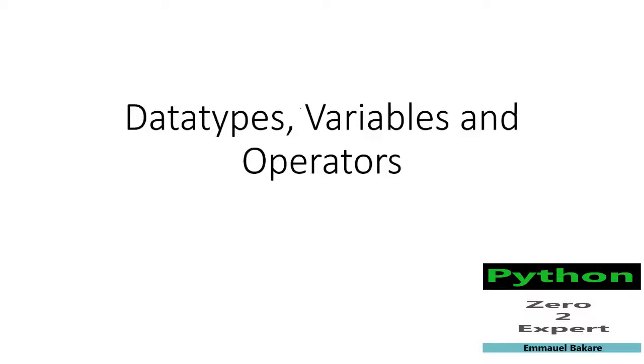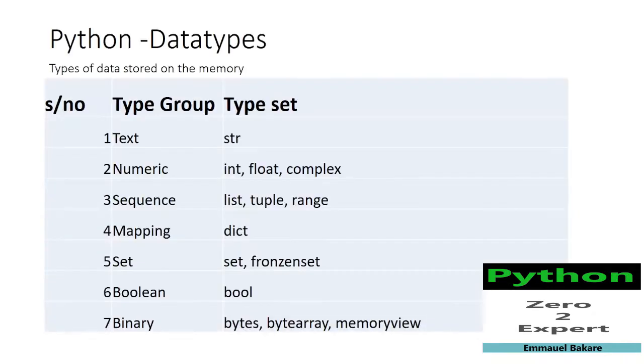My name is Emmanuel Bakare, and we will be discussing data types, variables, and operators. What are data types? Data types are types of data stored on the computer memory. Common data types are texts, numeric, sequence, which includes list, tuple, and range, mapping, which is a dictionary. We have sets, boolean, and binary.